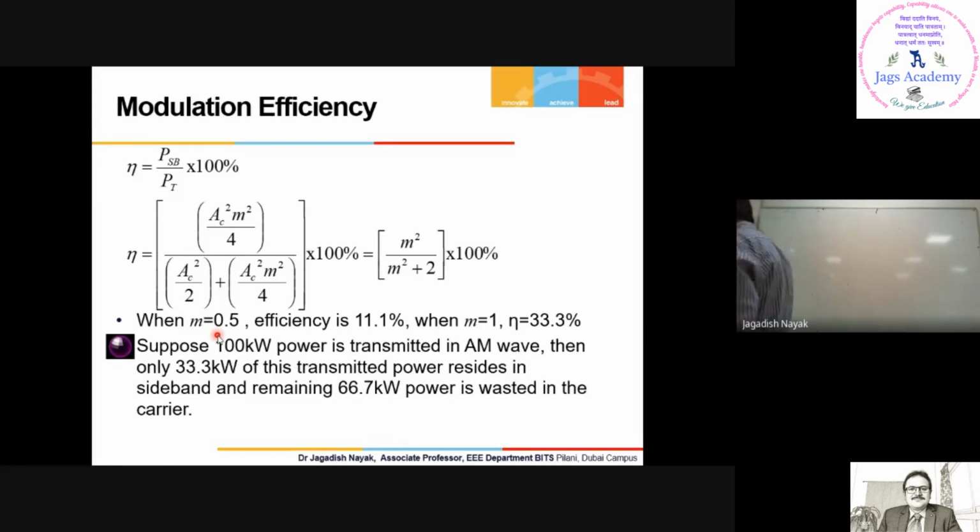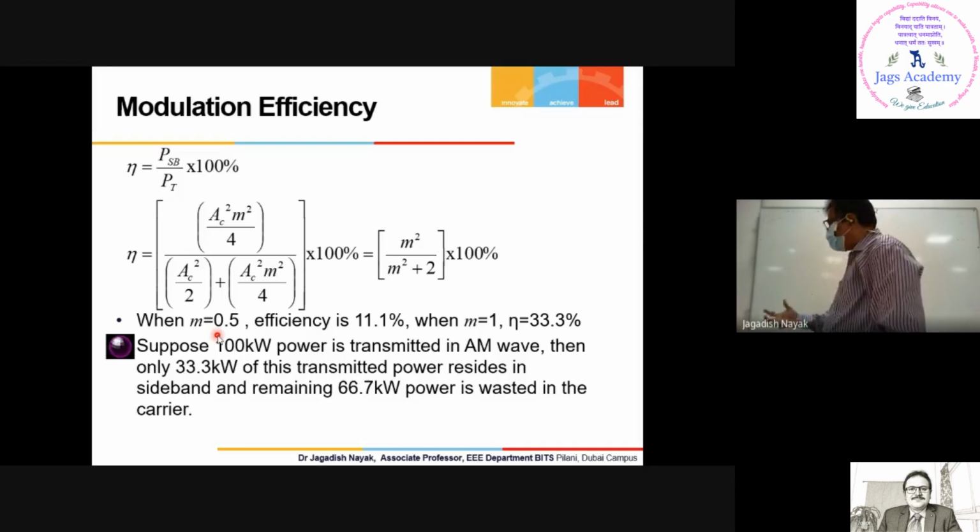Okay. Now there is a small question over there. Can you write that question? Suppose 100 kilowatt power is transmitted in EM waves. Then only 33.3 kilowatts of the transmitted power resides in the sideband, and the remaining 66.7 kilowatts power is wasted in the carrier. What is this going to tell you now?